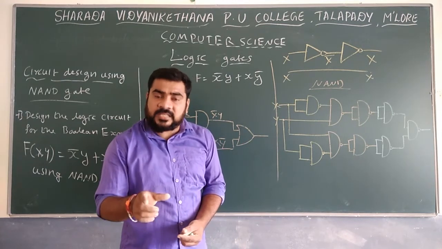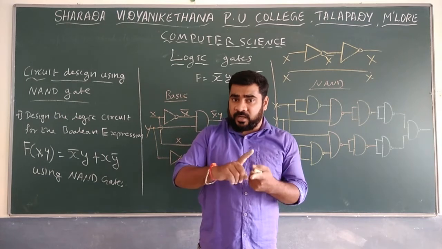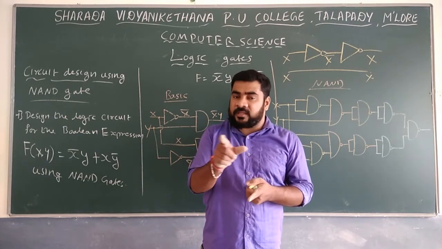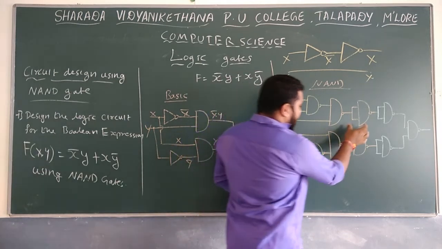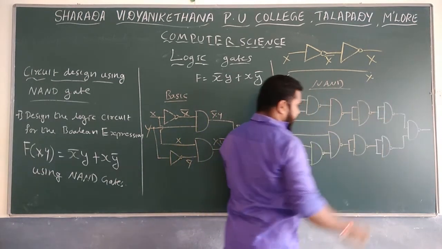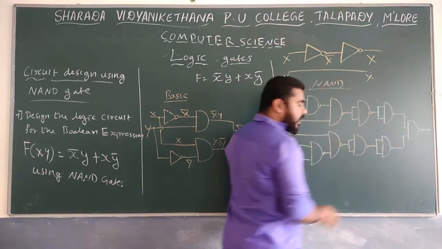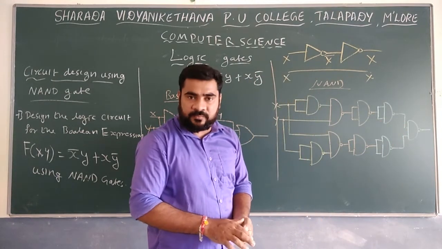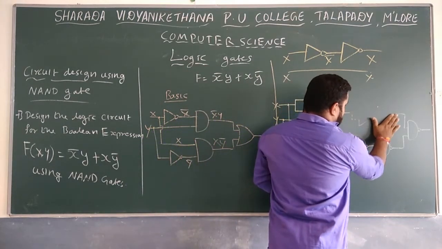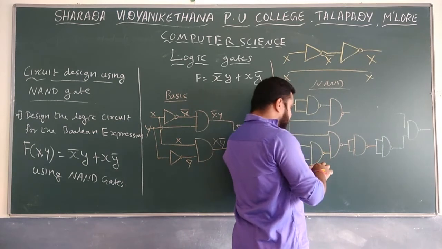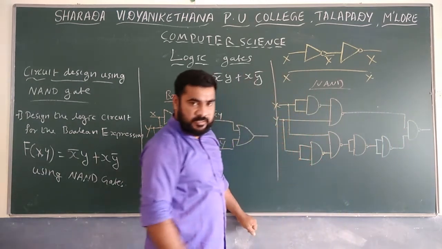Normally, in any circuit diagram, if you connect two NOT gates together, both can be cancelled. So here, this is the diagram. This is one NOT gate, and this is one more NOT gate. It is possible to delete them. No need to use these two gates. This NOT gate is not required, and this NOT gate is also not required. So we can directly connect like this.